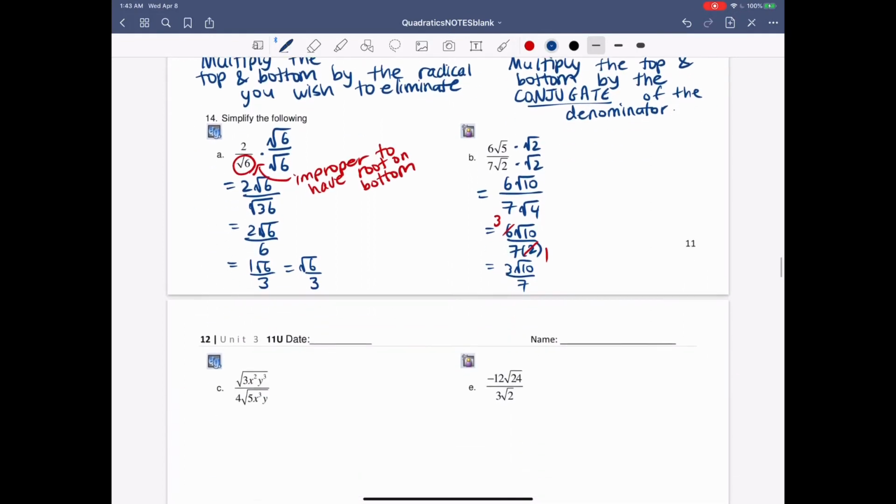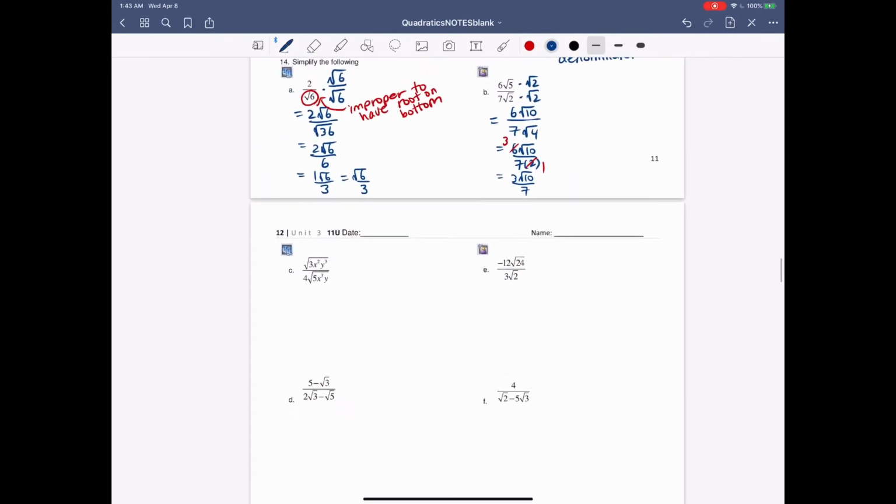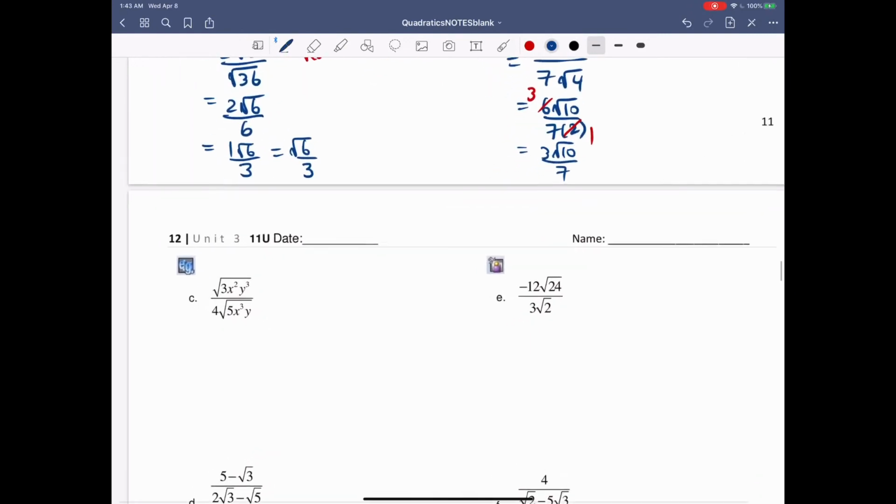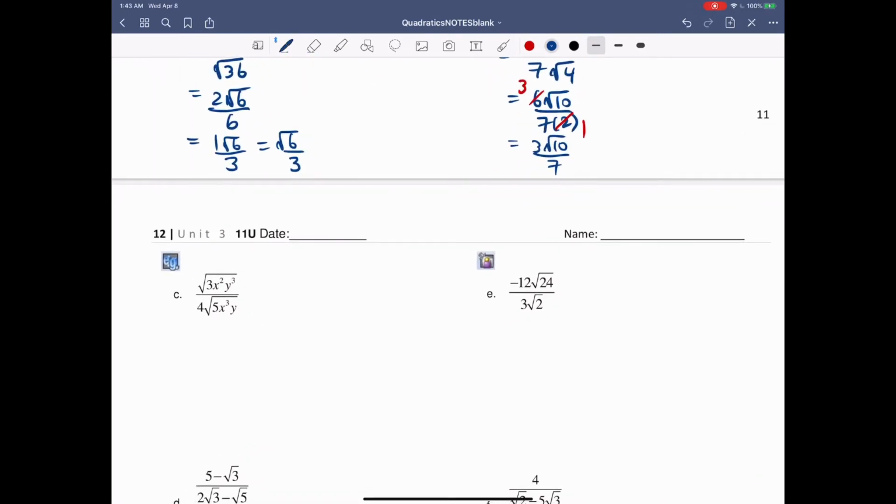Next page. Okay, so we have some monomial examples and then the binomial examples. So skip as you wish and then pause your video and check your solutions as you go along maybe.